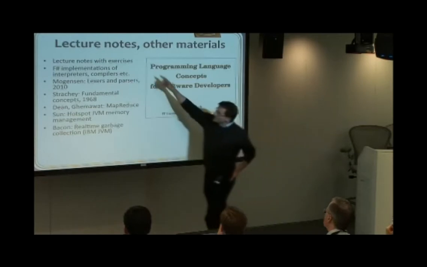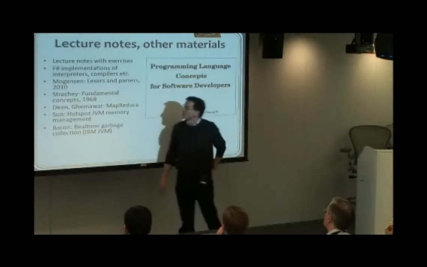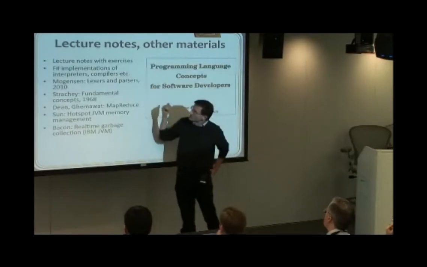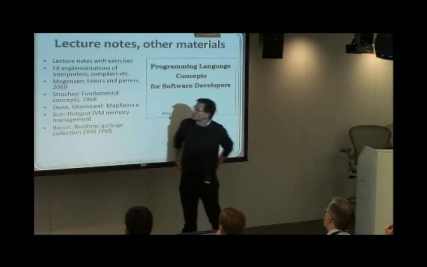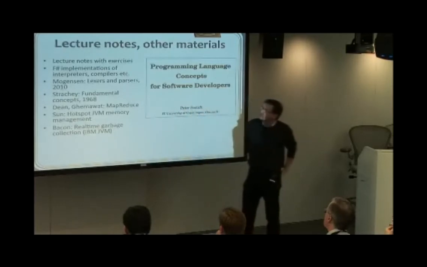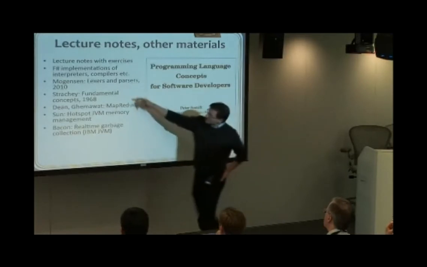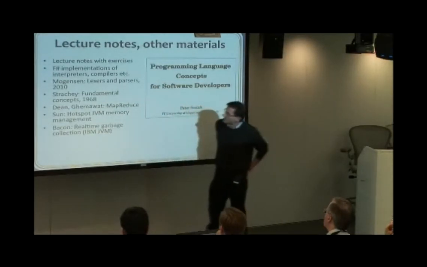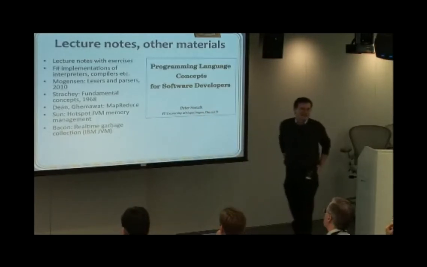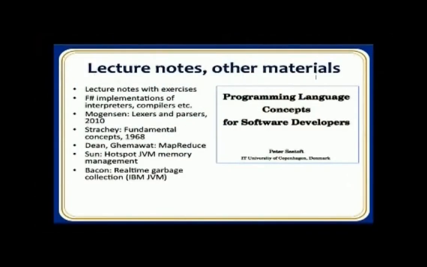So I use these lecture notes with exercises, F# implementations of all the constructions shown in the course. I use some lecture notes by Torben Mogensen from University of Copenhagen for lexers and parsers. There's no need to repeat that. I use Strachey's 42-year-old fundamental concepts lecture notes for L-value and R-value and a ton of other things that have turned into C and standard ML since then. MapReduce to explain higher-order functional programming and some papers about garbage collection.